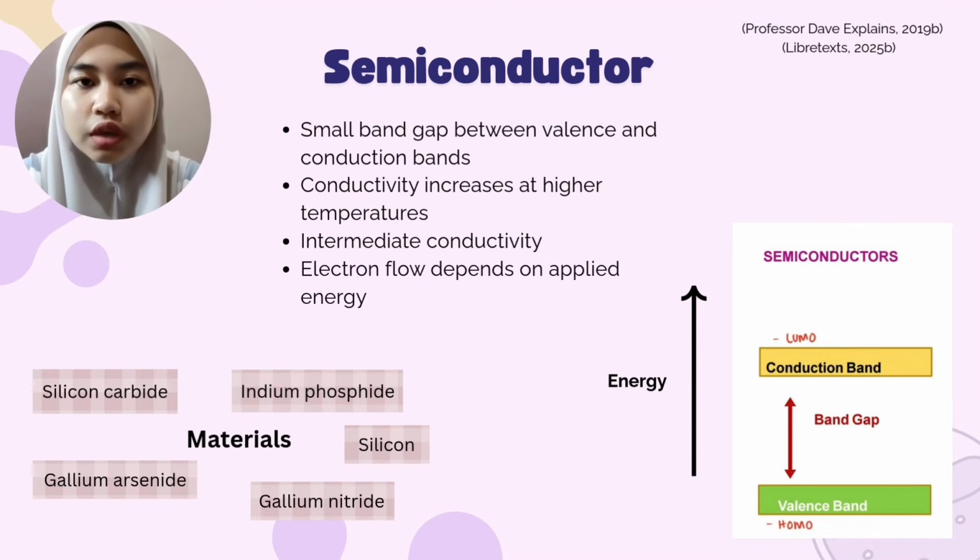Semiconductors have a small energy gap between the valence band and the conduction band, which allows electrons to move when sufficient energy is applied. Their electrical conductivity is intermediate, meaning it lies between conductors and insulators. Unlike metals, semiconductors conduct electricity better at higher temperatures. The flow of electrons can also be controlled depending on the amount of energy supplied. Common semiconductor materials include silicon, silicon carbide, indium phosphide, gallium nitride, and also gallium arsenide.